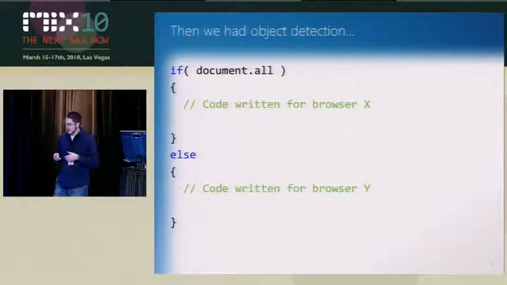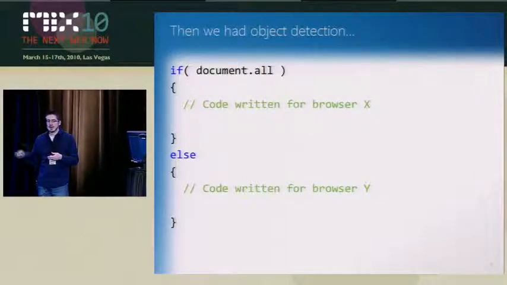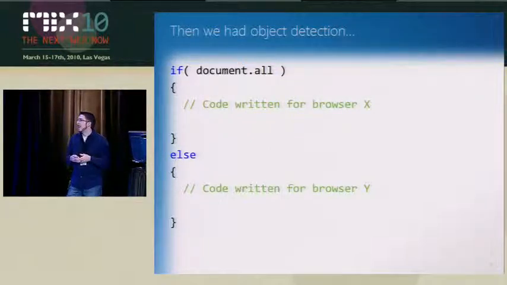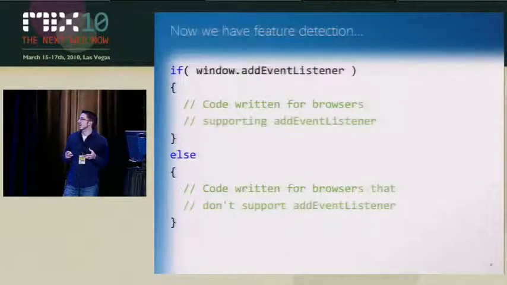Now, we moved on to something called object detection, where instead of perhaps looking at the user agent string, we would end up looking at different objects that we knew one browser had over another. Document.all has been a clear indication of IE for some time. But you're still effectively doing the same thing. It's browser-specific, browser-targeted code.